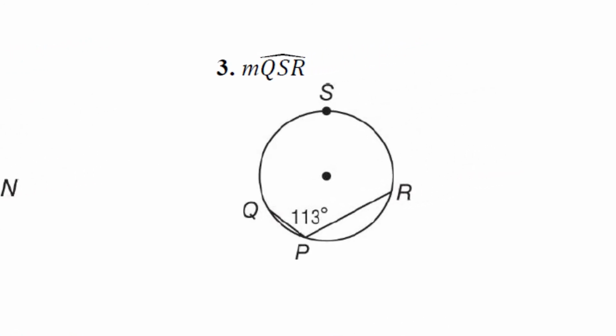All right, number 3 asks for the measurement of arc QSR, which is from here to here. And so the angle is 113. So the angle is half of the arc. So what's that arc going to be? 226. Yep, just that times 2.